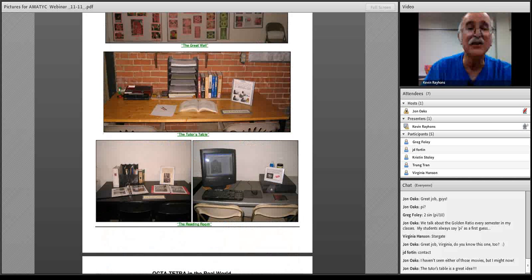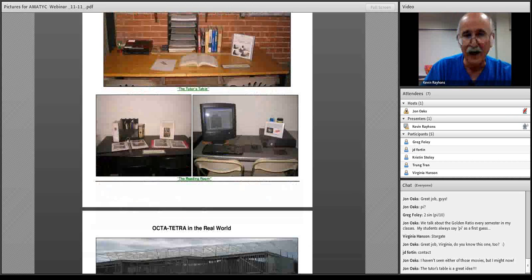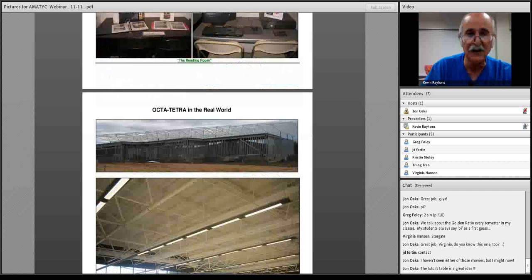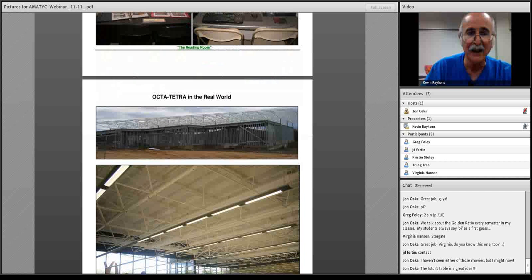This section is called the reading room, and you see there's some volumes there. I have over 500 files that I put together on the stuff that I've built, plus all kinds of cool stuff in art, architecture, engineering, design, and mathematics. Now, this OCTATETRA construction is also used in the real world.